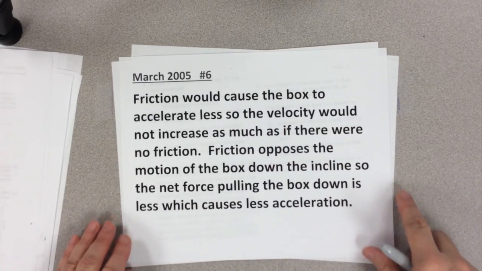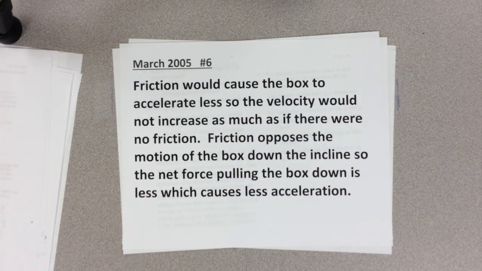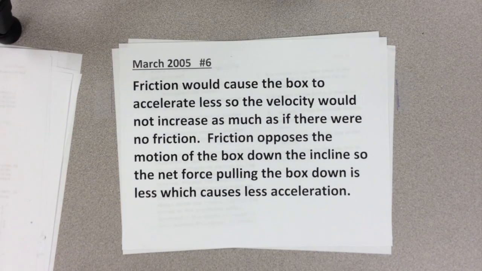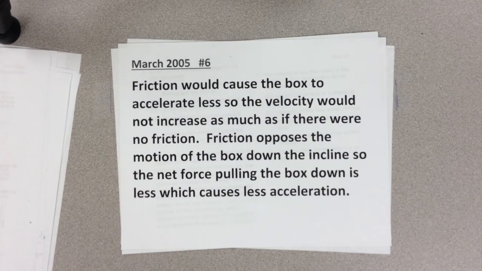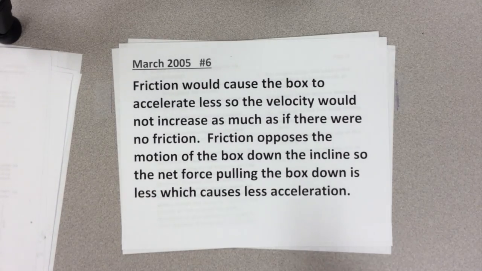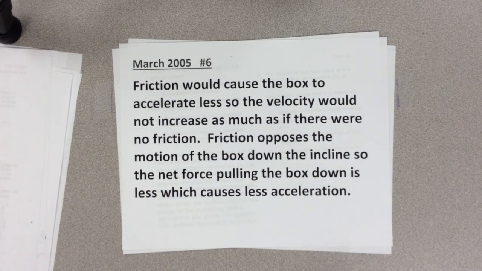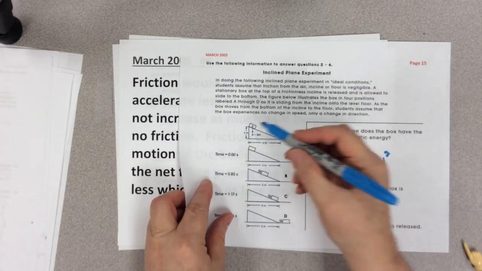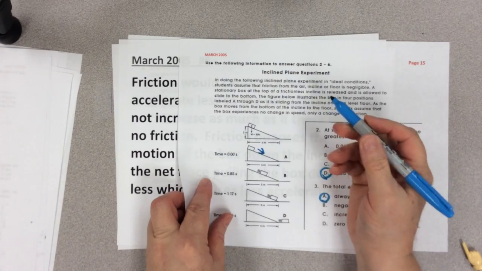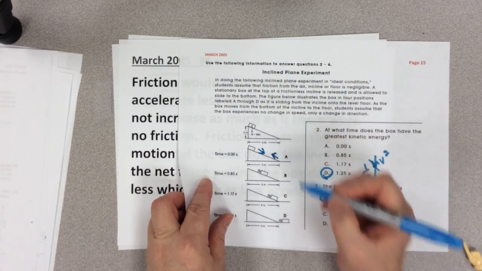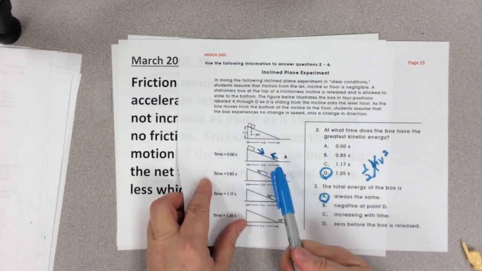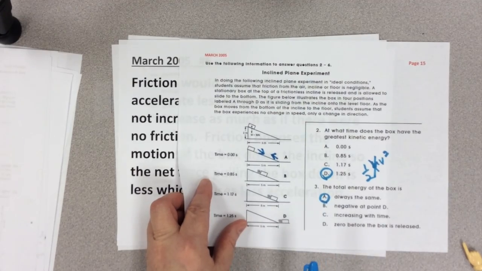It says friction would cause the box to accelerate less, so the velocity would not increase as much as if there were no friction. Friction opposes the motion of the box down the incline, so the net force pulling the box down is less, which causes less acceleration. So we have a force pulling the box down the incline, but friction is pushing against that force. So if there's friction, you're not going to be able to accelerate as fast.